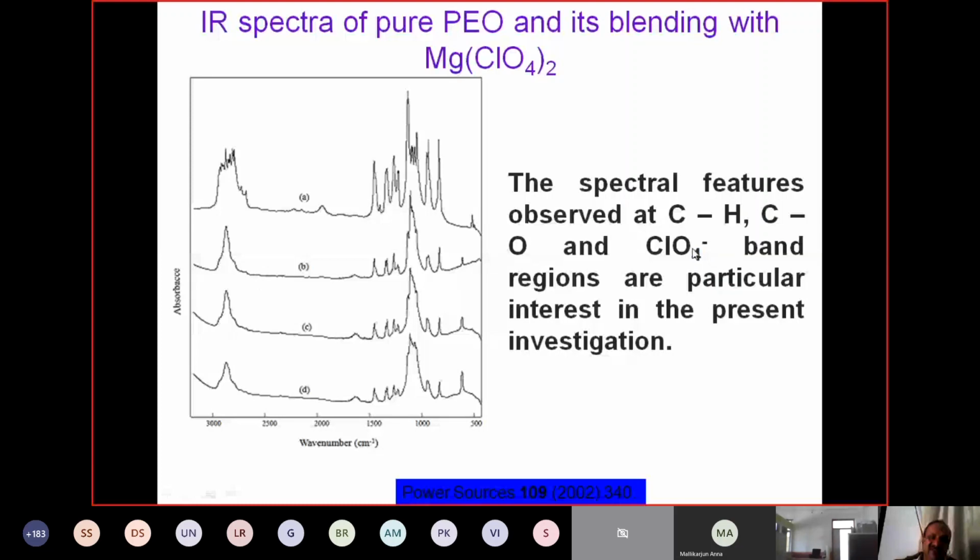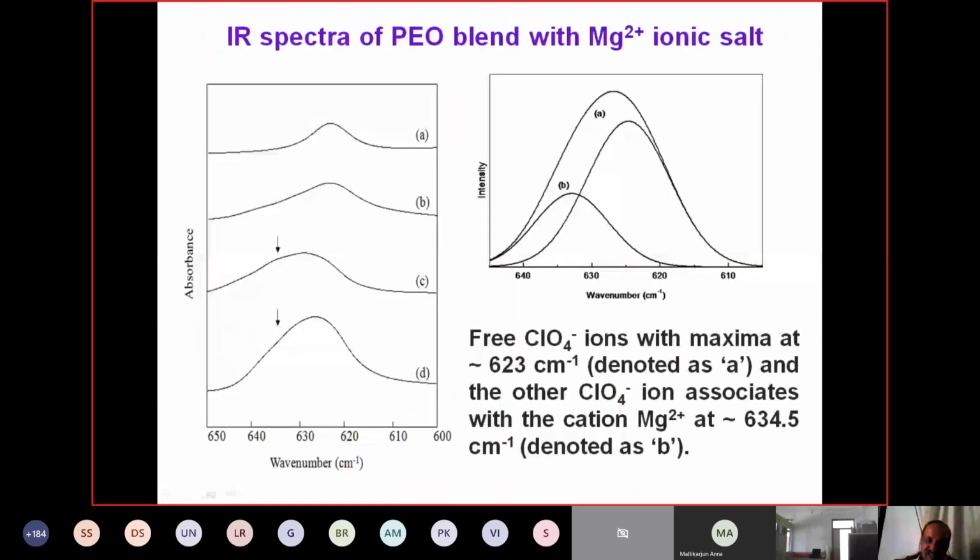You see here, for the lower content, and by increasing the salt content to higher content, you can see a new hump coming here. This area is also increasing. So here it shows the free ClO4 ions, but when coming to here, it shows that ClO4 is again coordinating with the cation. That means when we increase the salt, again the salt is aggregating, and again the separation is taking place.